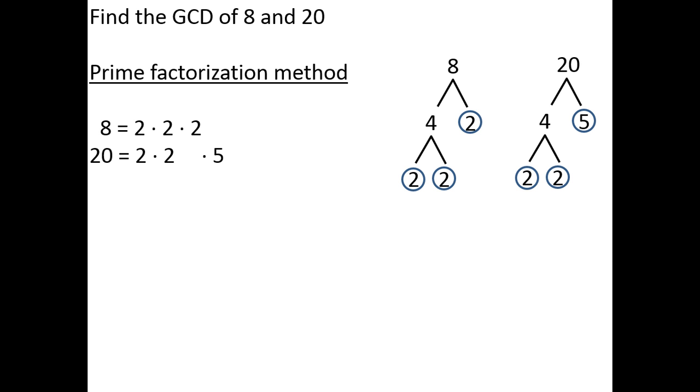And now what we're going to look for is the prime factors that these two numbers have in common. Well, they have a 2 in common, and they have a second 2 in common. So these are the factors, a 2 and a 2, that the two numbers have in common. And in order to find the greatest common divisor, the greatest common factor, what we have to do is find the greatest number we can get by multiplying these factors back together. So 2 times 2 is 4. We're getting exactly the same thing that we did with the intersection of sets method.